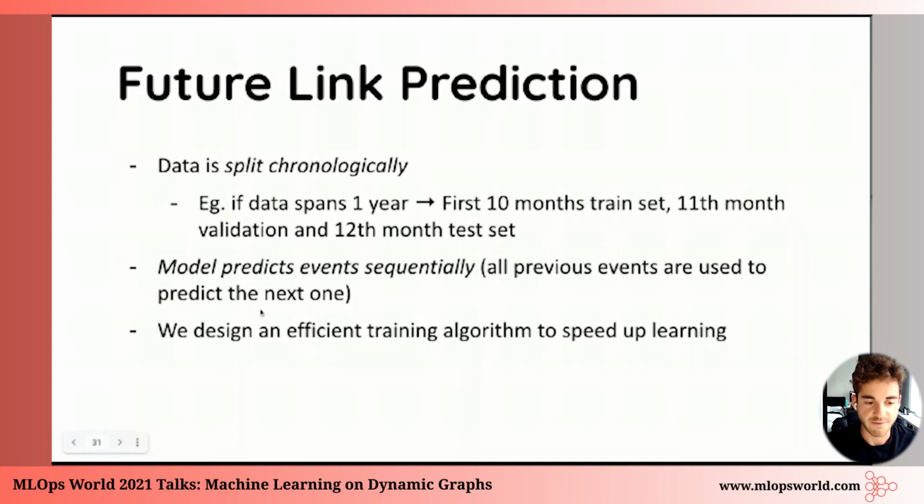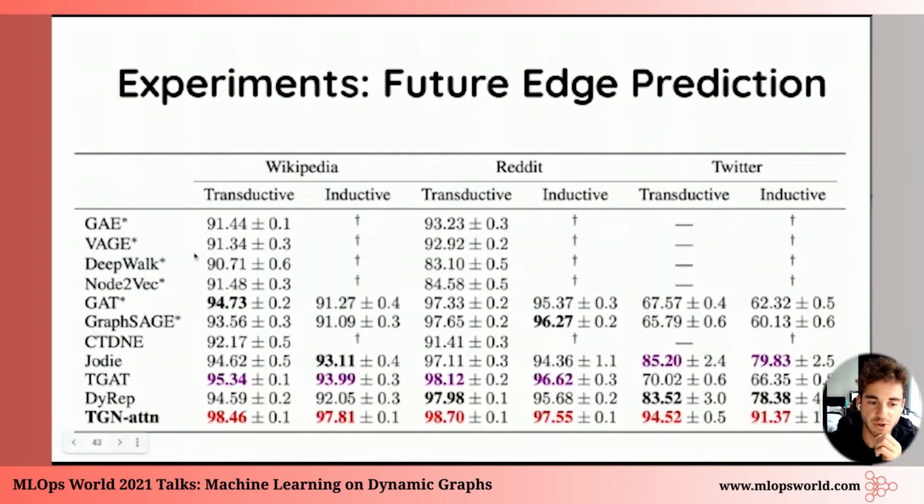So let's have a look at the experiments that we ran for our paper. First of all, let's look at future edge or link prediction. There's a lot of information on this table, so let me decompose it for you. First, let's look at the datasets. We have 3 datasets here. The first one is Wikipedia, users and pages. We have an edge between a user and a page when a user edits a page, so the edges are basically edits.